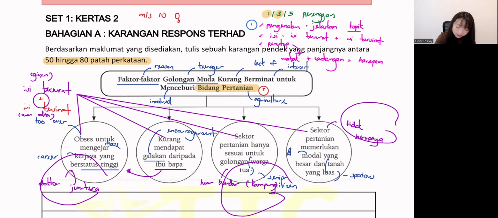Pendahuluan, pengenalan, will be one paragraph. Penutup also, but then isi is either 3 to 4. Okay, 3 to 4. So we will need to combine the isi together by using penanda wacana. So after I have mentioned the first one, when I lead to the next one, I will need to use penanda wacana. Okay, then I come to the penutup.